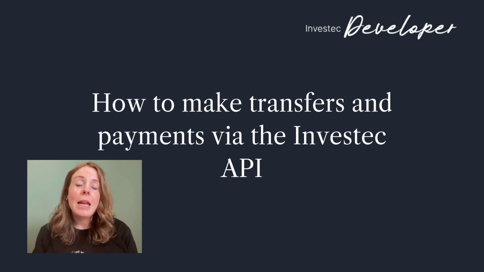In addition to read-only access to your banking data, the Investec Accounts Information API also allows you to perform actions against your account programmatically. And this includes making a transfer to your other Investec accounts or making a payment to a beneficiary. So I'm going to show you how to perform those two actions using the Postman collection.